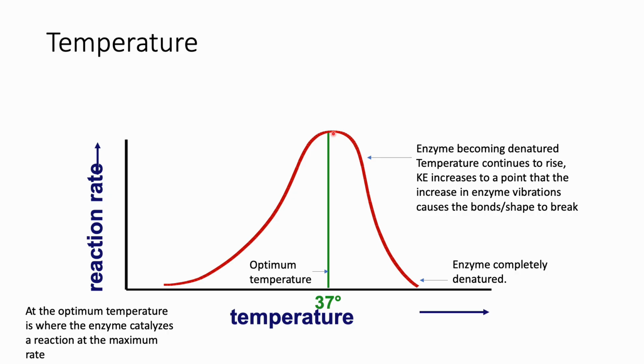Then it reaches a point where the temperature continues rising, but the reaction is going to decrease. And this is because now you're increasing that kinetic energy, but at a higher temperature, the enzyme cannot function. It starts to alter the shape of the active site, making it weaker. And what's happening is your enzyme is beginning to denature. And so it reaches a point at a temperature that's too high that it is completely denatured.